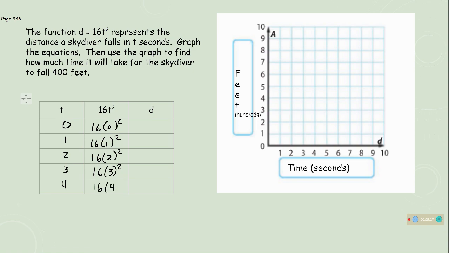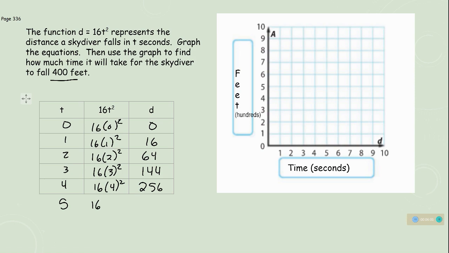So 16 times 0 squared, 16 times 1 squared, 16 times 2 squared, 16 times 3 squared, and 16 times 4 squared. So this is 0. 16 times 1 squared would be 16. 2 squared is 4 times 16 is 64. 3 squared is 9. And 9 times 16 would be 144. 4 squared is 16, so 16 times 16 equals 256. Okay, we've got a graph, but we don't have 400 feet yet. So let's go one more.